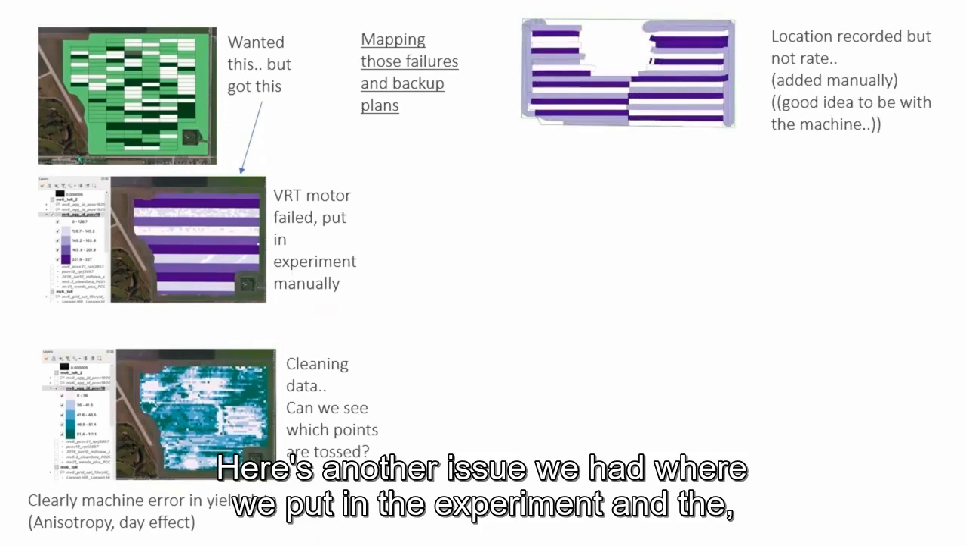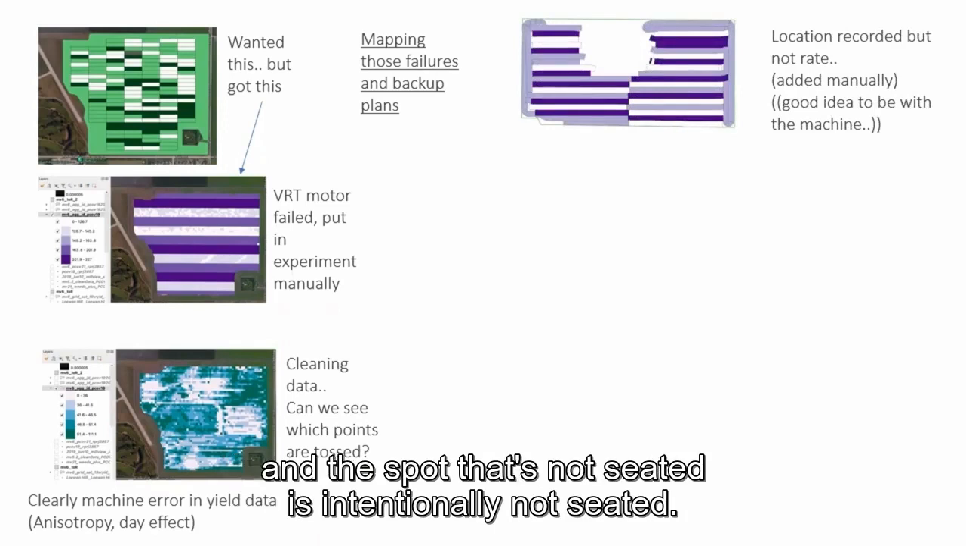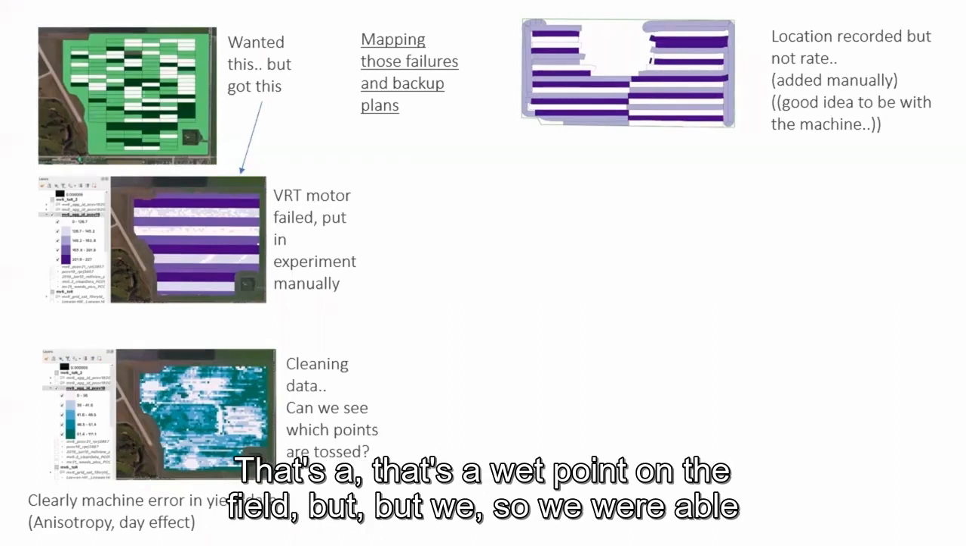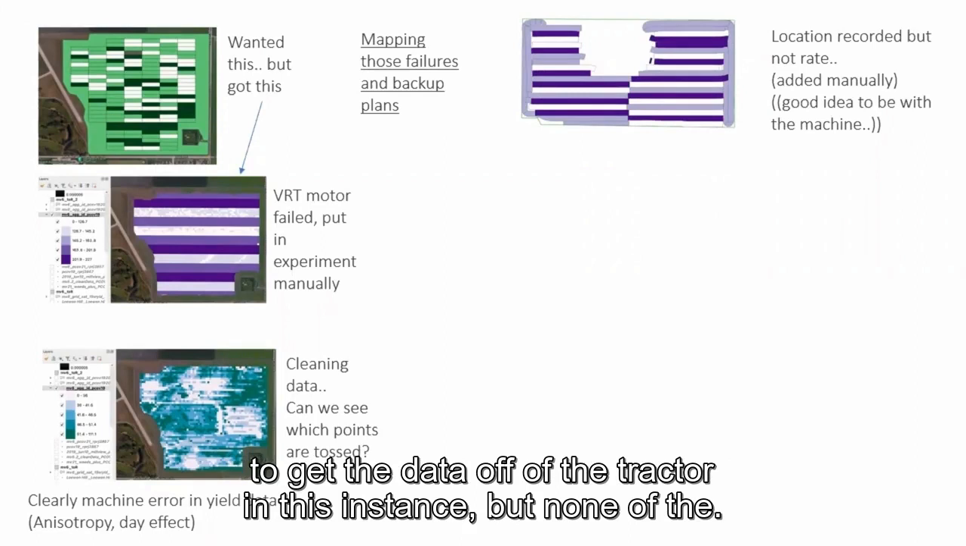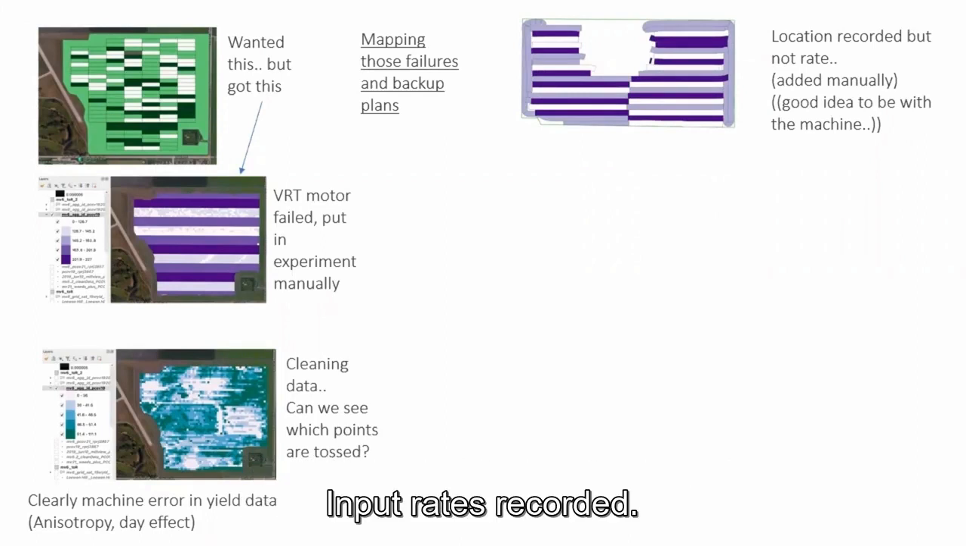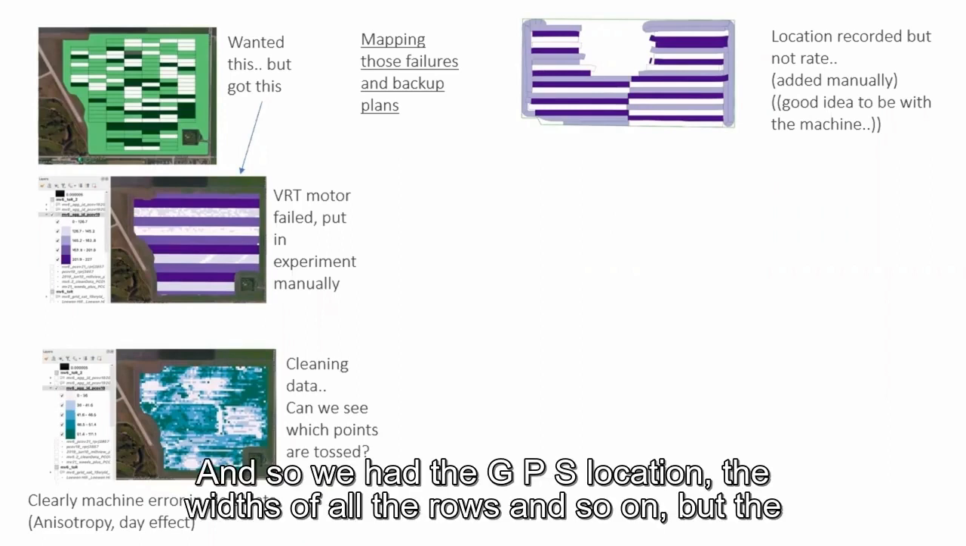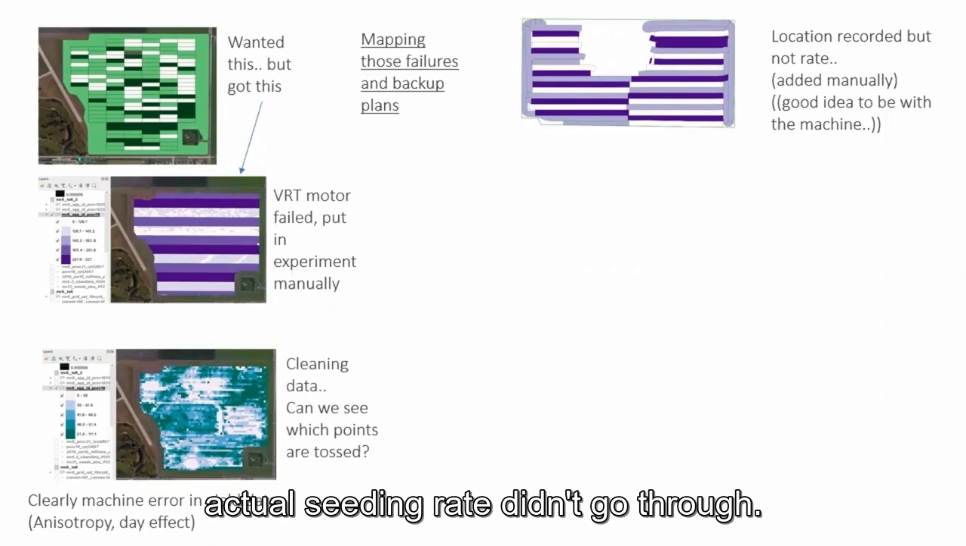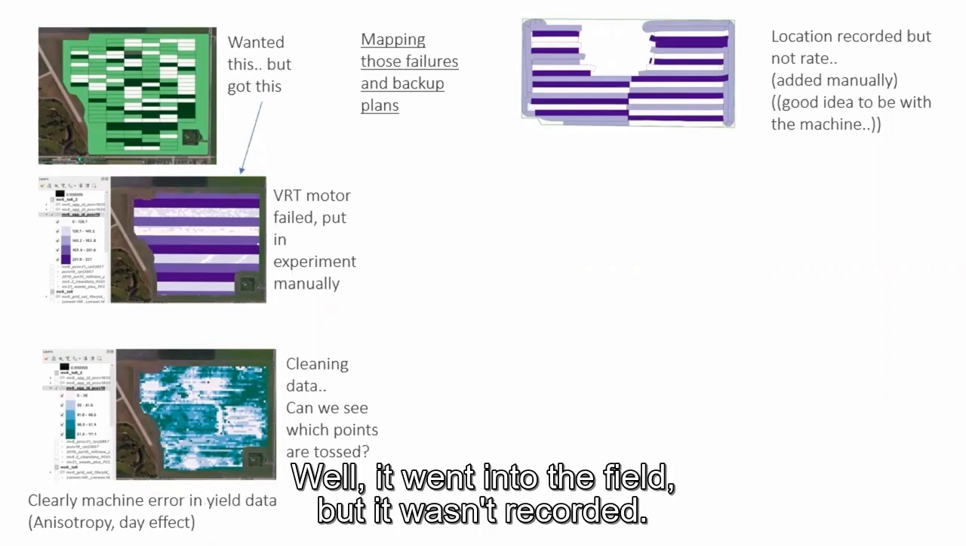Here's another issue we had where we put in the experiment and the spot that's not seeded is intentionally not seeded. That's a wet point on the field. But we were able to get the data off of the tractor in this instance, but none of the input rates recorded. We had the GPS location, the widths of all the rows and so on, but the actual seeding rate didn't go through. Well, it went into the field, but it wasn't recorded.